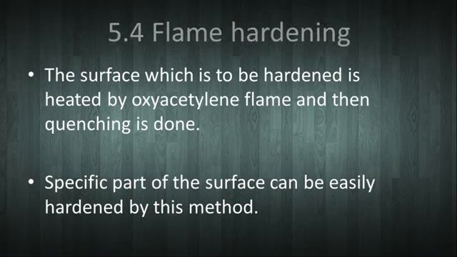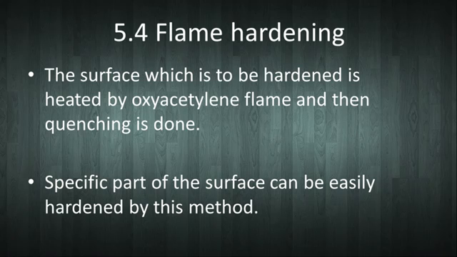Next is flame hardening. As the name suggests, the surface is heated by flame. In this process, the surface which is required to harden is heated by oxyacetylene flame and it is quenched. This is a quick process and part of the material can be hardened only. It means if a specific part of surface is required to be hardened, then this method is more preferable.